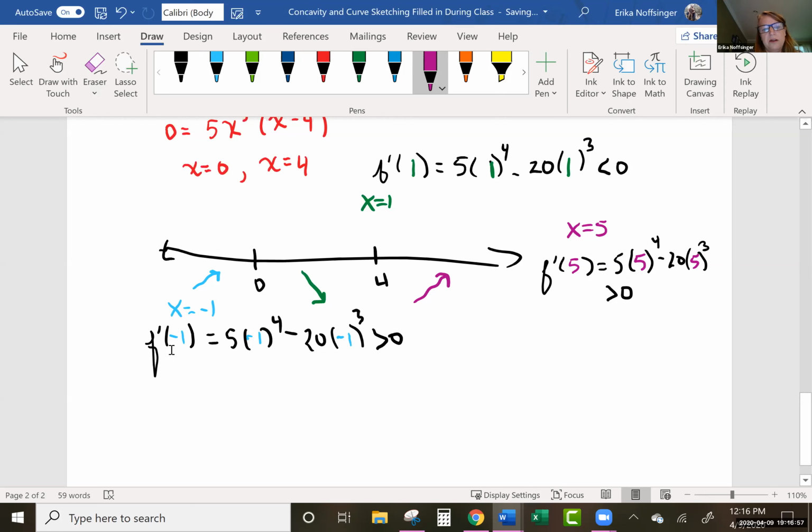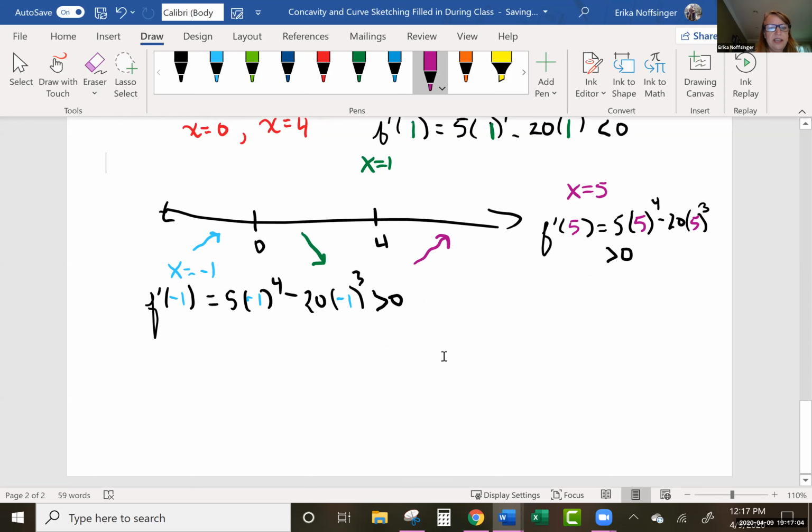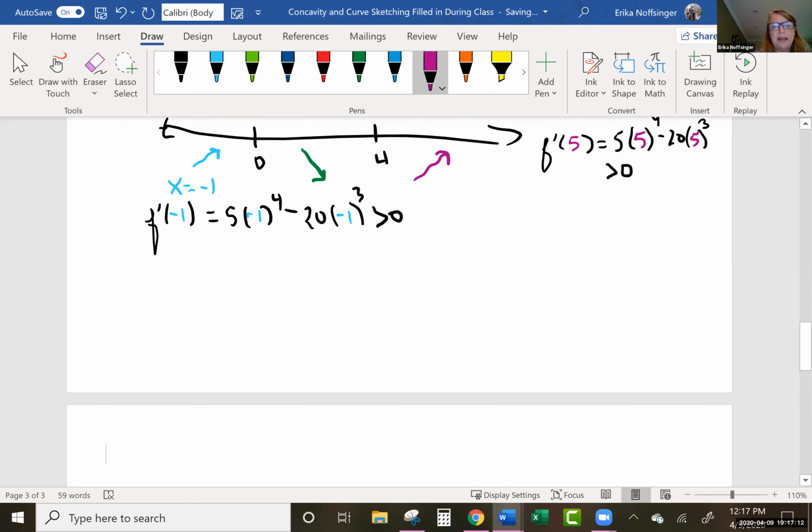Okay, so now that we know where it's increasing and decreasing, we can tell what our maxes and mins are. And so at x equals 0, I can tell we have a maximum point. I don't know what that max value is. I have to plug it back into the original. So we want to look at f of 0, and we want to look at f of 4.